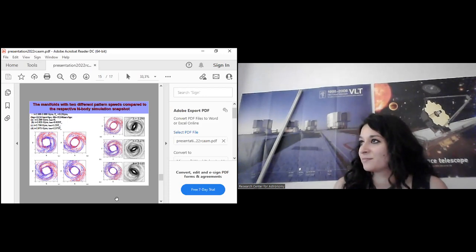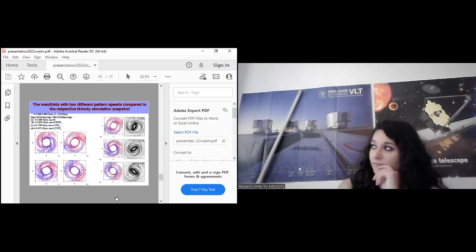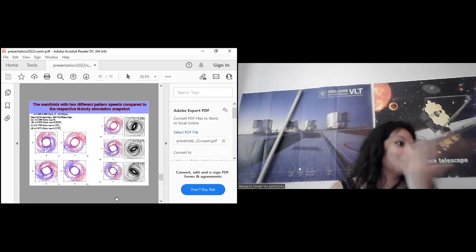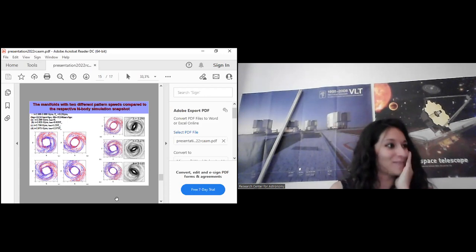Exactly. But the point is that if you look at the morphology of one of these snapshots that we have here on the screen, then I don't see any special feature that differentiates it from the single pattern speed case. Well, that's precisely the point. The extra degree of freedom, where does it come from?